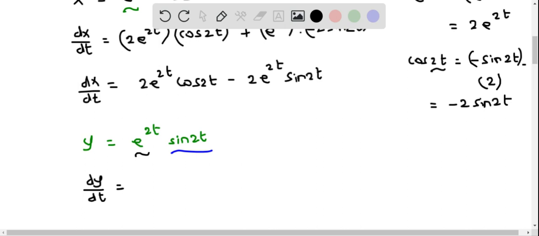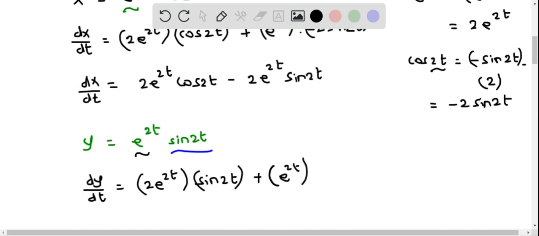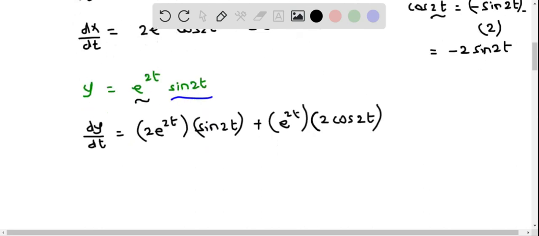First, I find the derivative of e power 2t, and this is 2e raised to the power of 2t by applying the chain rule, and then multiply with the second term, that is sine 2t, plus we write the first one as it is, that is e raised to the power of 2t, then multiply with the derivative of sine 2t, and this is going to be 2 times cos 2t. When we apply the chain rule, we will get like this. So this simplifies to 2 e power 2t sine 2t plus 2 e power 2t cos 2t, and this is dy by dt.